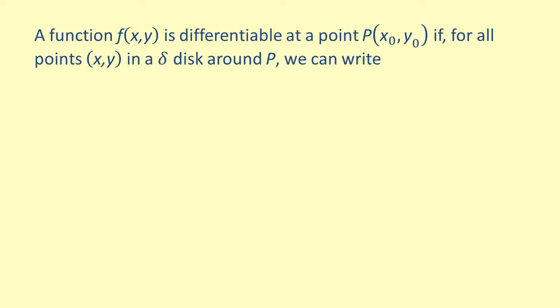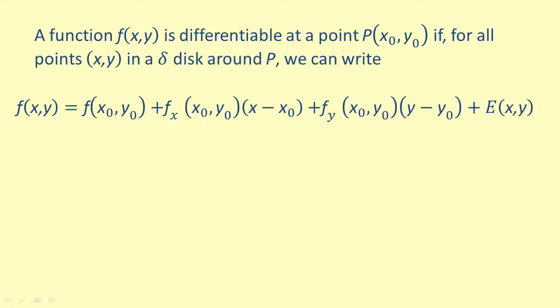A function f is differentiable at point P, say (x0, y0), if f(x, y) equals f(x0, y0) plus the partial derivative of f with respect to x evaluated at (x0, y0) times the quantity x minus x0, plus the partial derivative of f with respect to y evaluated at (x0, y0) times the quantity y minus y0, plus e(x, y) for all points (x, y) in a delta disk around P.